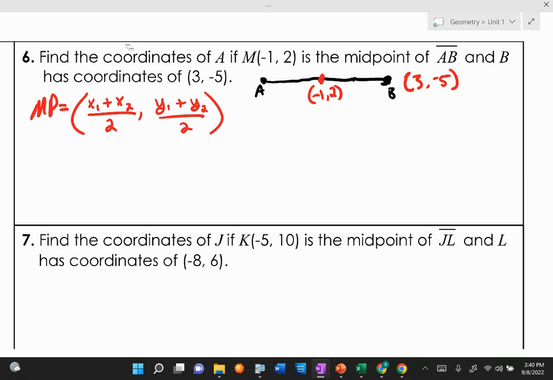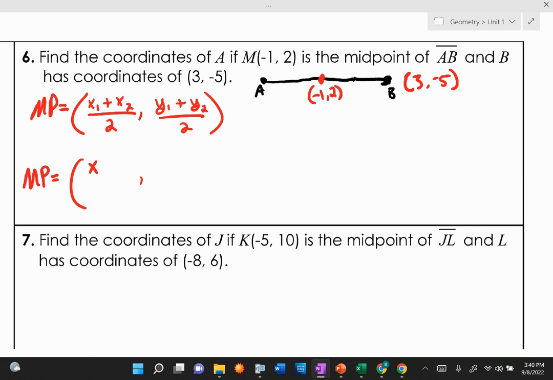So what you have to decide before we start plugging stuff in is, what do you want to make B? Do you want to make B the 1s or the 2s? We can do the 2s, that's fine. Which pieces of information do we not have? x1 and y1. Those little numbers on the bottom are called subscripts.